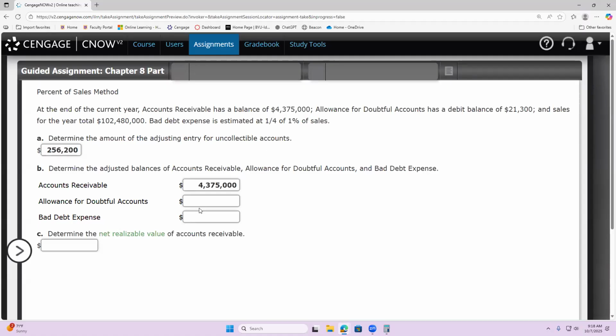234,900 is the balance for our allowance for doubtful accounts. And then our bad debt expense, we assume, it doesn't tell us, but most likely it had a balance of 0 because we only use that expense account at the end of the year when we do the adjusting entry, when we're doing the allowance method. The bad debt expense is now going to have a debit balance of 256,200 because it went from 0 and we debited it 256,200.